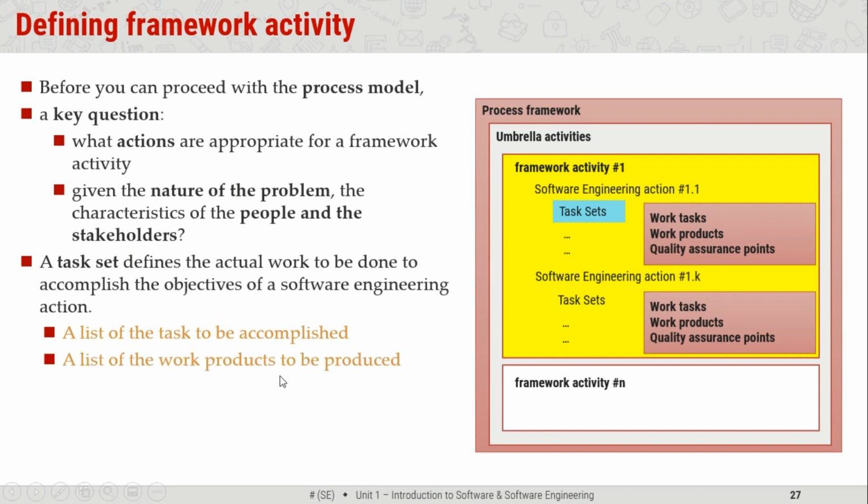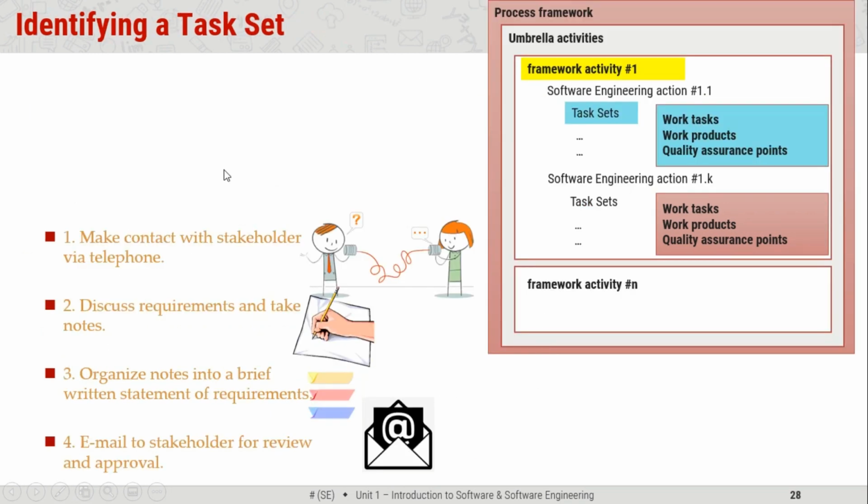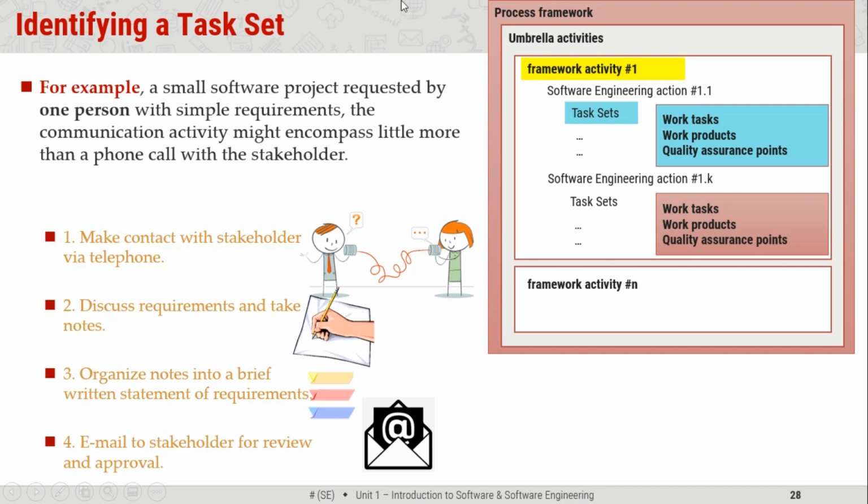Now, a list of work products to be produced, a list of quality assurance filters to be applied, and so on. So just take one example of a task set. For example, a small software project requested by one person. We are having only one person. He or she needs only one particular piece of software with a simple requirement.